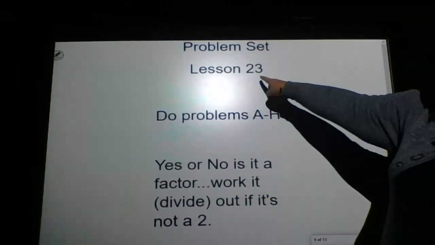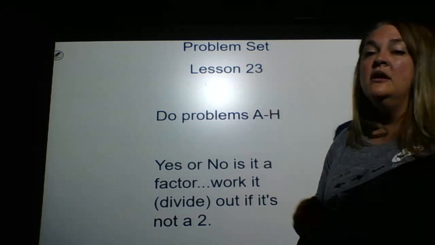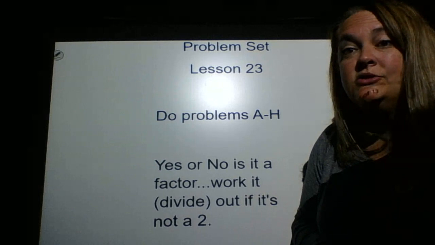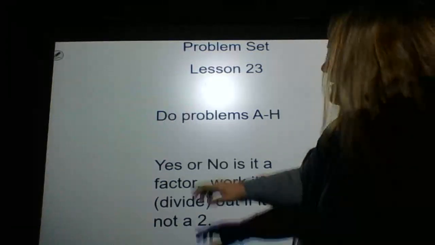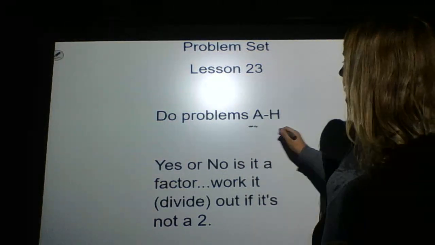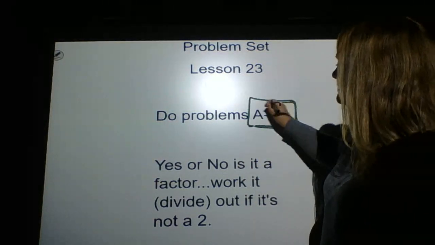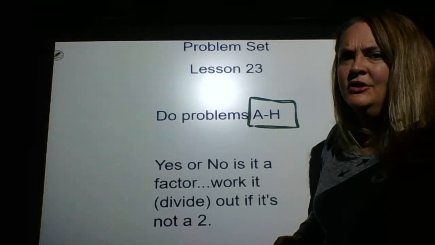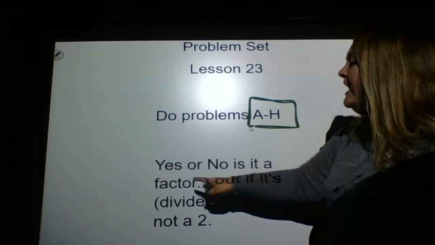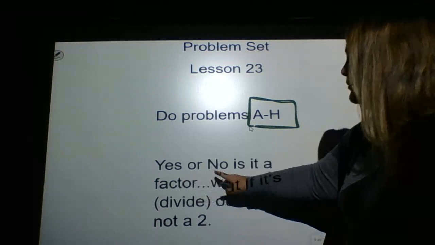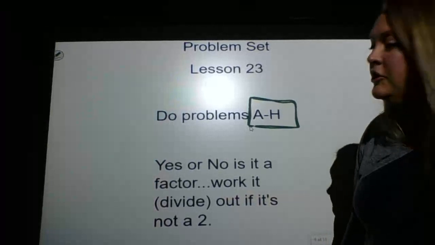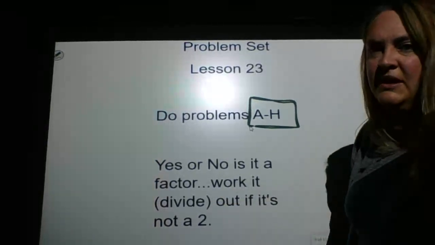We're on lesson 23. Now, you have a module 3 workbook. Some of you haven't cracked it open since you've been home. Today is your day. Lesson 23, problem set. Pay close attention to this because I'm only asking that you do problems A through H. It's not that many. And your answer is either going to be yes or no. Is it a factor? But to figure that out, you're going to have to work it out or divide on some of these.